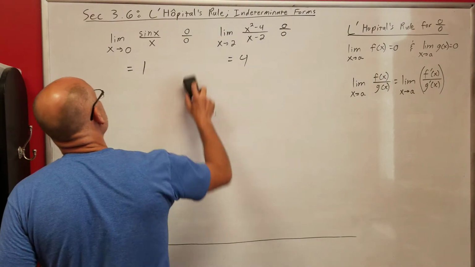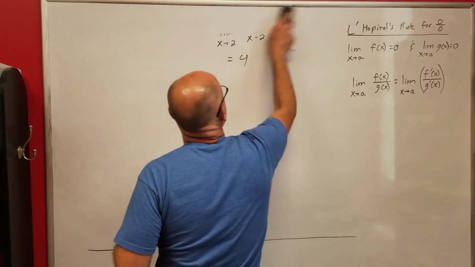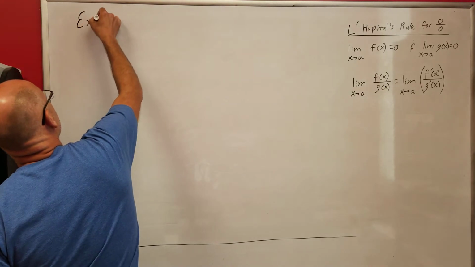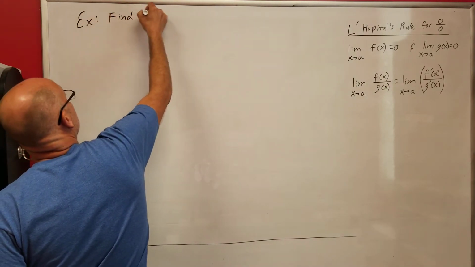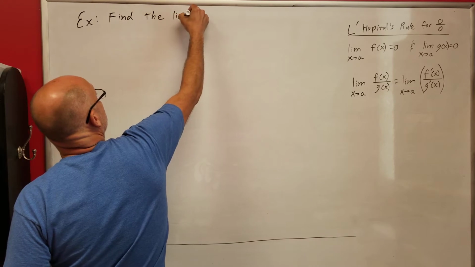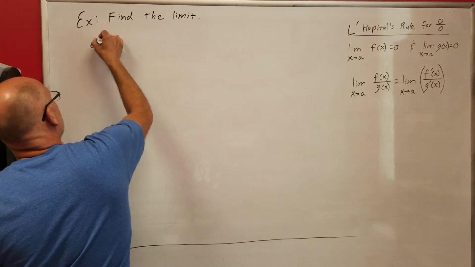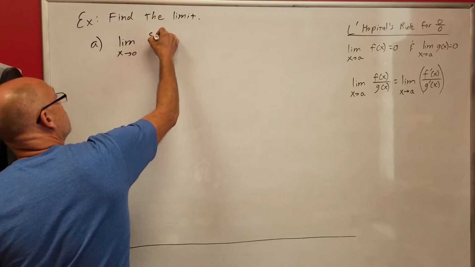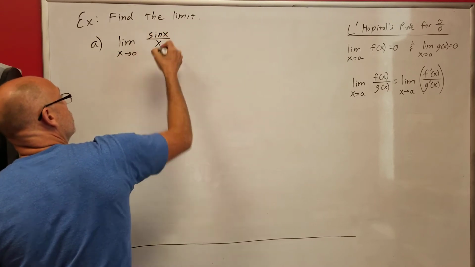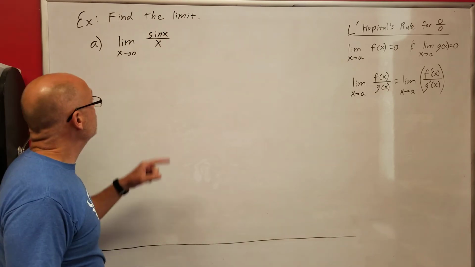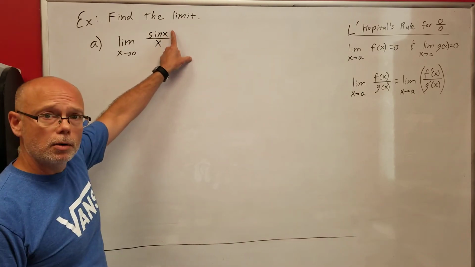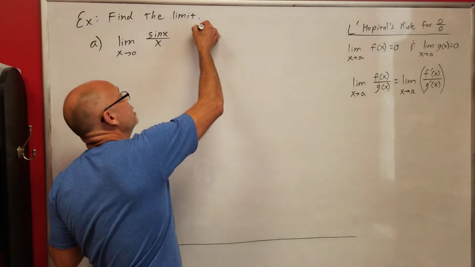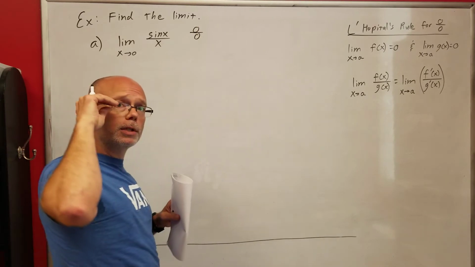All right, so let's look at some examples here. Find the limit. Part A, we're going to have what we just had: the limit as x approaches 0 of sine of x over x, okay? Now, let's see what happens. As x approaches 0, your numerator approaches 0. As x approaches 0, your denominator equals 0. So you have indeterminate form 0 over 0.